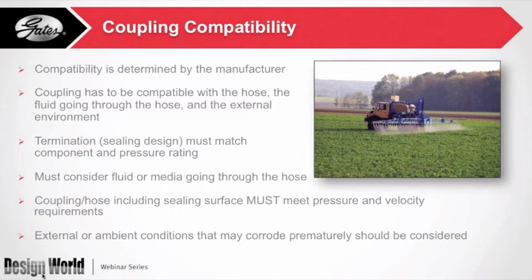Sealing surfaces must meet the pressure and the velocity. There's certain industrial hose couplings that will not handle high velocity or flex, so you always want to make sure that that's going to meet your application as well. And then, of course, external or ambient conditions that may corrode need to be considered as well. If it's a maritime application or something that's going to be on the ocean, you're going to want to make sure you've got Coast Guard approvals and that sort of thing as well.